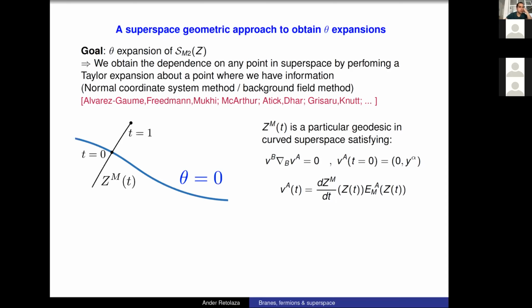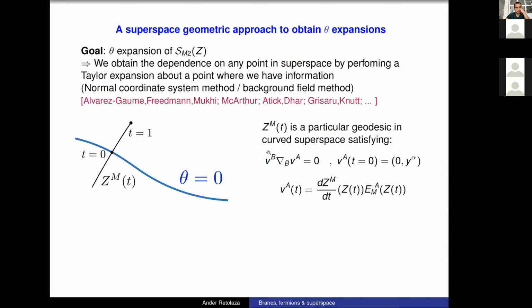And in order to do that, what I'm going to do is to consider that I have a geodesic that's crossing this hypersurface, theta equals 0. And this geodesic is going to have the parameter t taking the value t equals 0 at theta equals 0. And then at some generic point that is at theta different from 0, it will take t equals 1. And this is the point where we want to obtain the value of the theta expansion of any superfield.